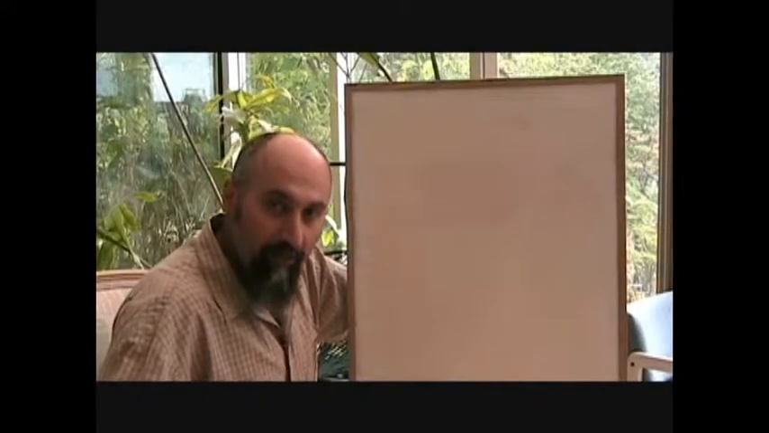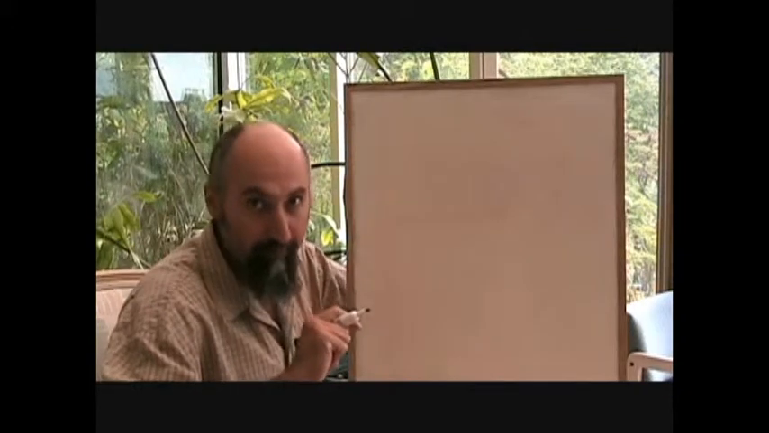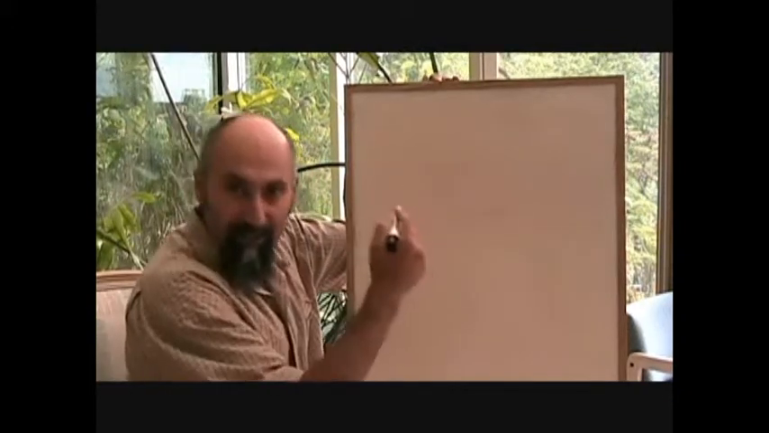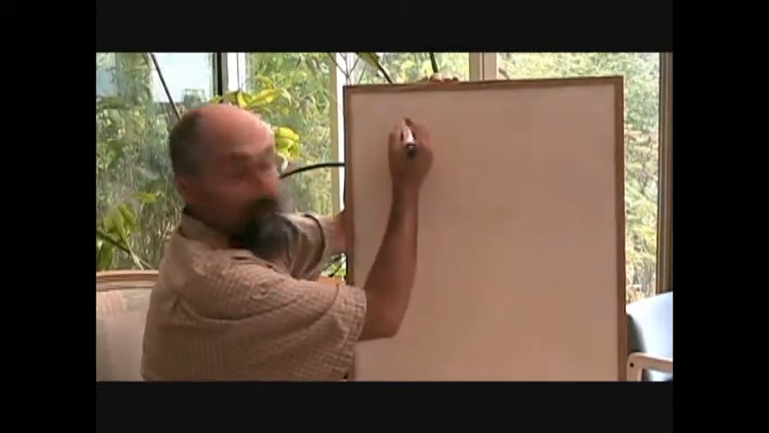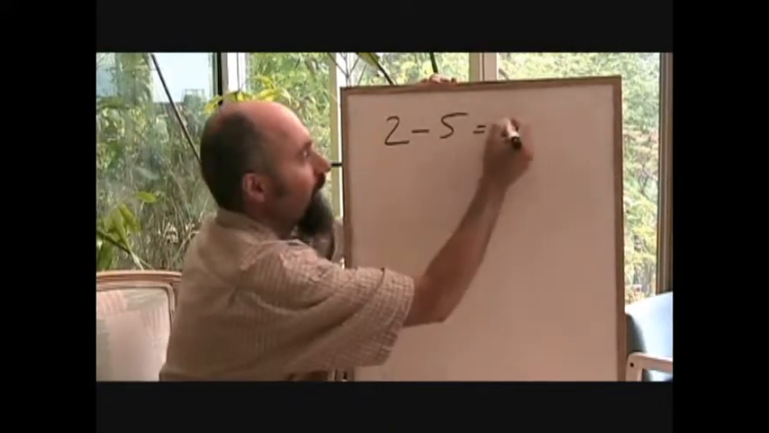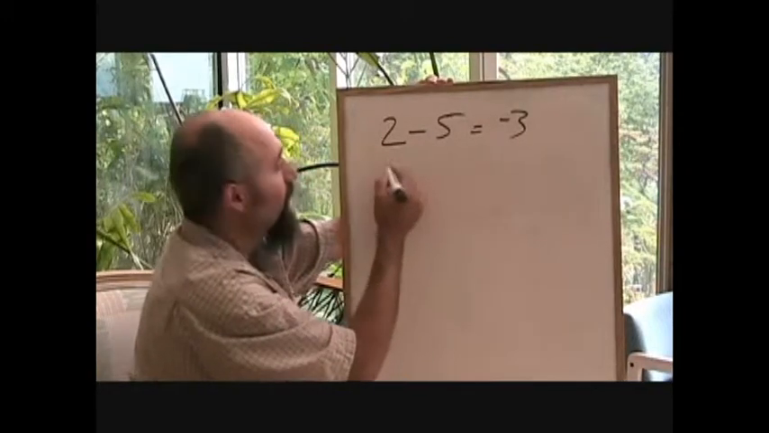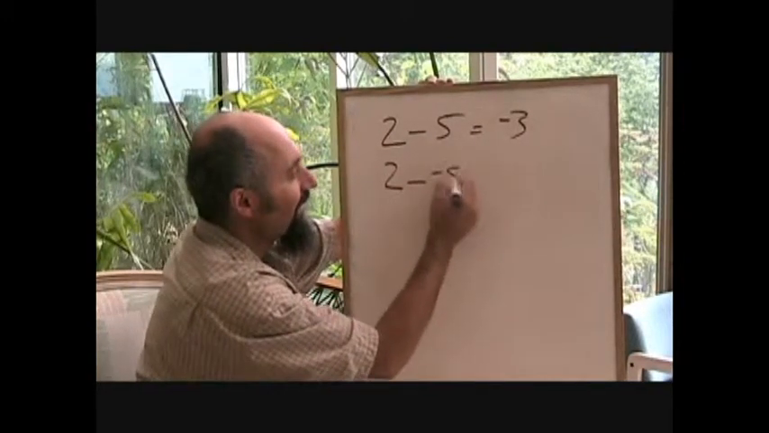Now that we've talked about multiplication of negative numbers, we can talk about subtracting negative numbers. Just a segment before this, we did something like 2 minus 5, and we got negative 3, right? Doing the number line. Now, what if you had 2 minus negative 5?